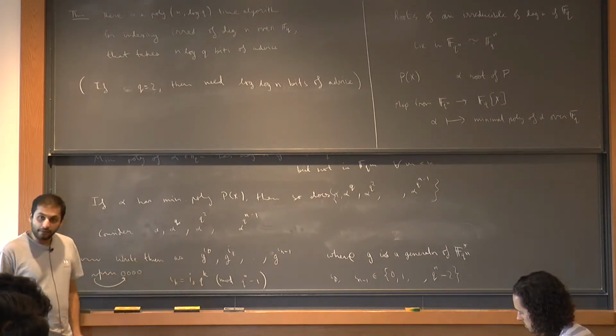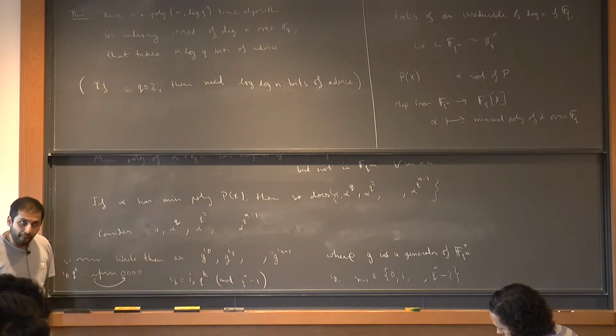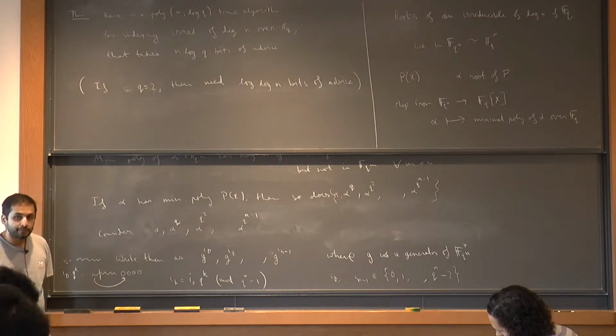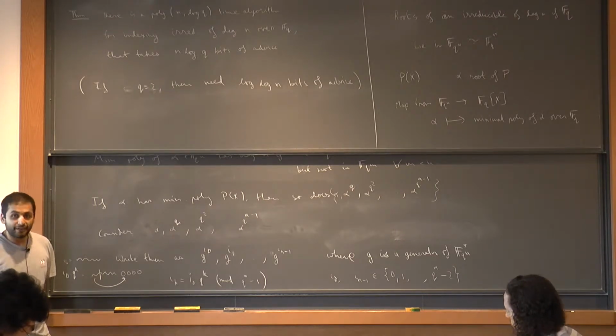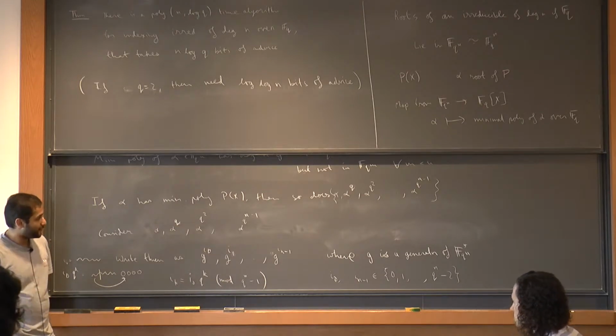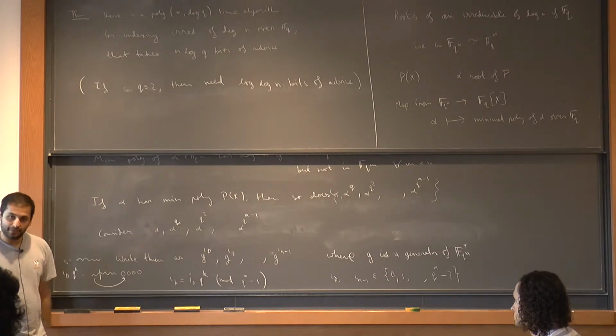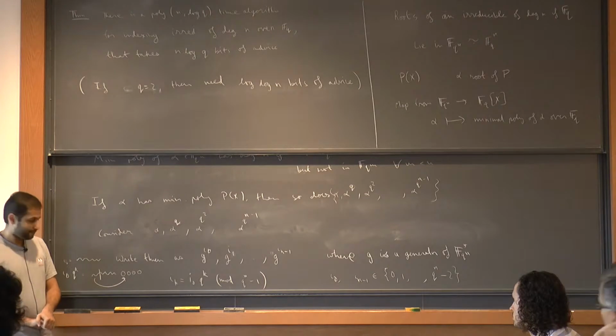You can also do this by taking a basis of F_q to the n over F_q, where the basis is x to the q, x to the q squared, and so on. Raising to the q rotates them. If you take a normal basis for F_q to the n, then raising to the q rotates elements.